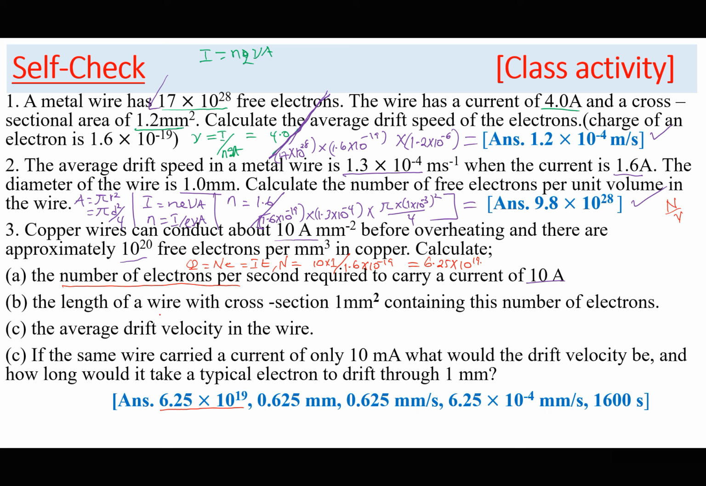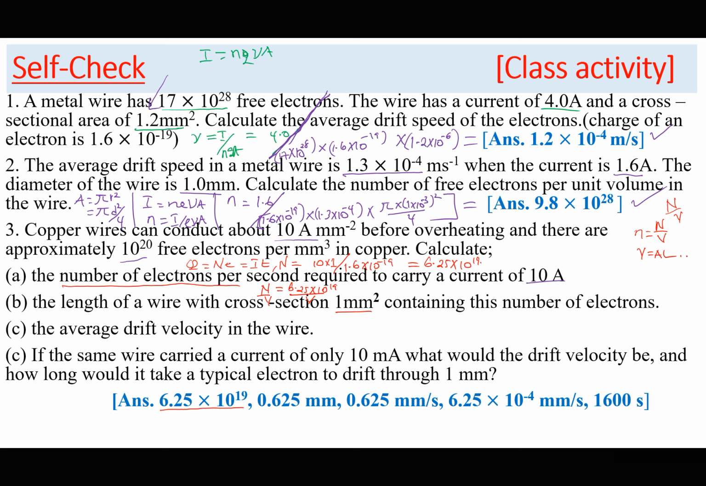Then, the length of a wire with a cross section of 1 millimeter squared containing this number of electrons. So remember we said the number of electrons N is equal to 6.25 times 10 to the power of 19. But small n is the number of electrons divided by the volume. The number of free electrons per unit volume has been given as 10 to the power of 20. So I divide both sides by V, and remember volume is equal to cross-sectional area times L, and the area has been given.